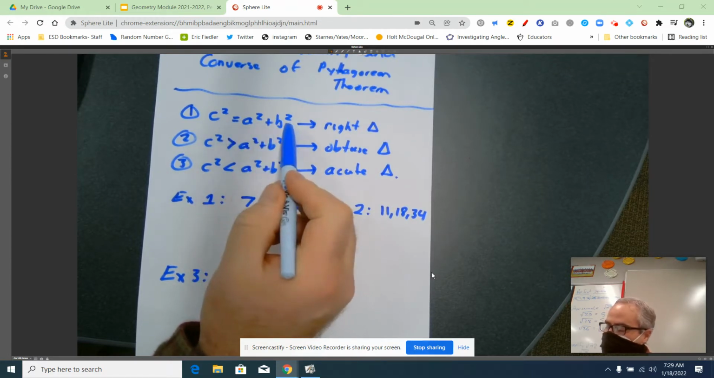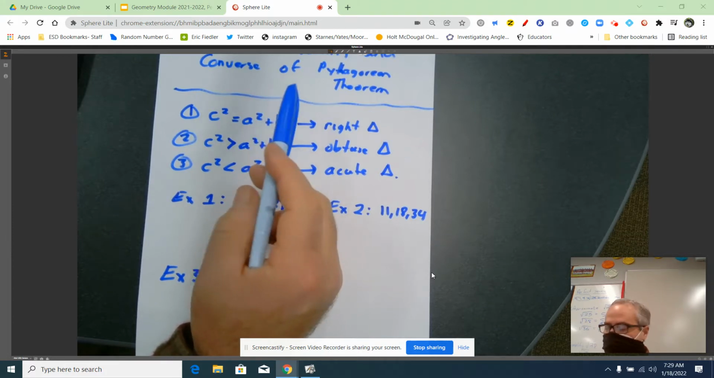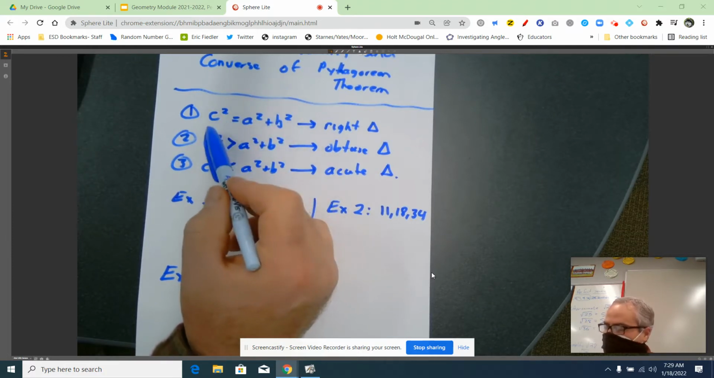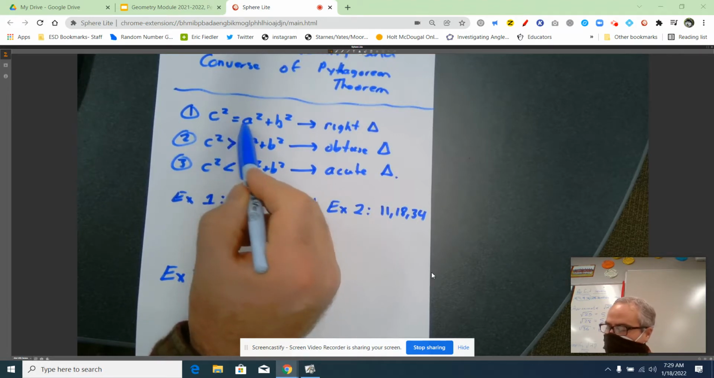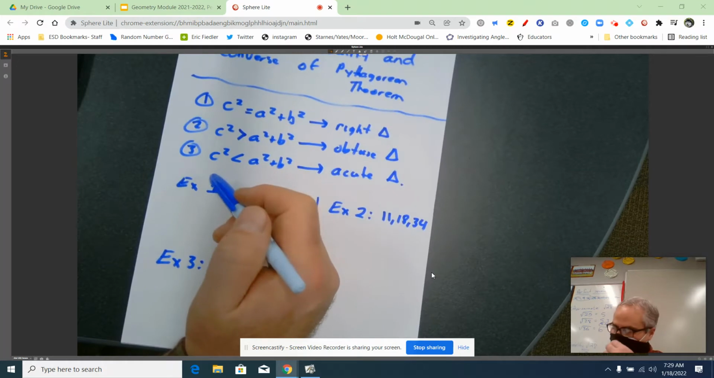So here's three cases. First of all, check to see if it is a triangle. Add the two small sides and see that it's bigger than the third side. Scenario one, if c squared is equal to a squared plus b squared, that's a right triangle, kind of similar to what we've been working with.